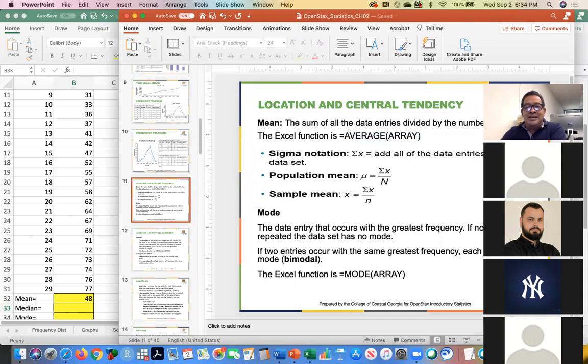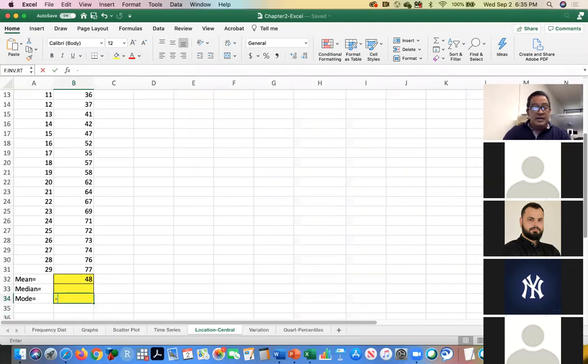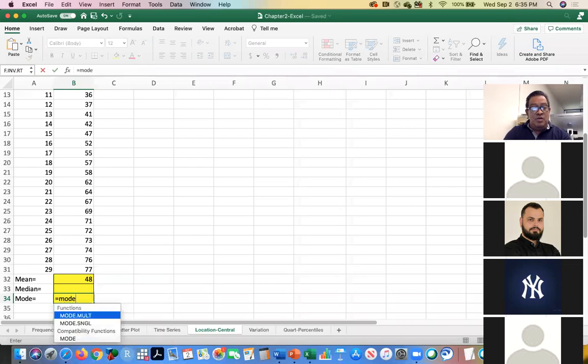Another important measure of central tendency is the mode. The mode is the data entry that occurs with the greatest frequency. If no entry is repeated, then there is no mode. In some cases, we have more than one mode, and our data can be called bimodal. To find the mode is also very easy. It's going to be equals MODE, open parentheses.